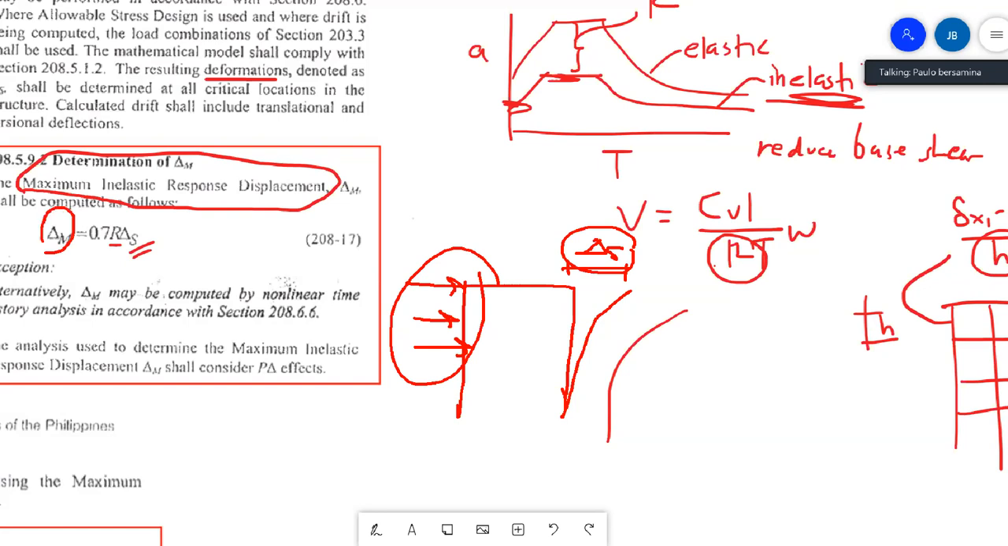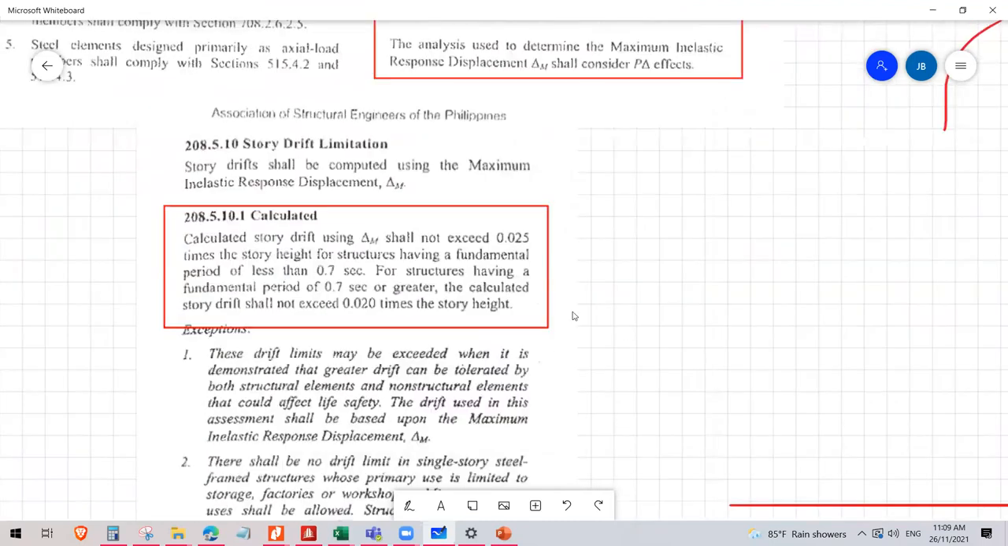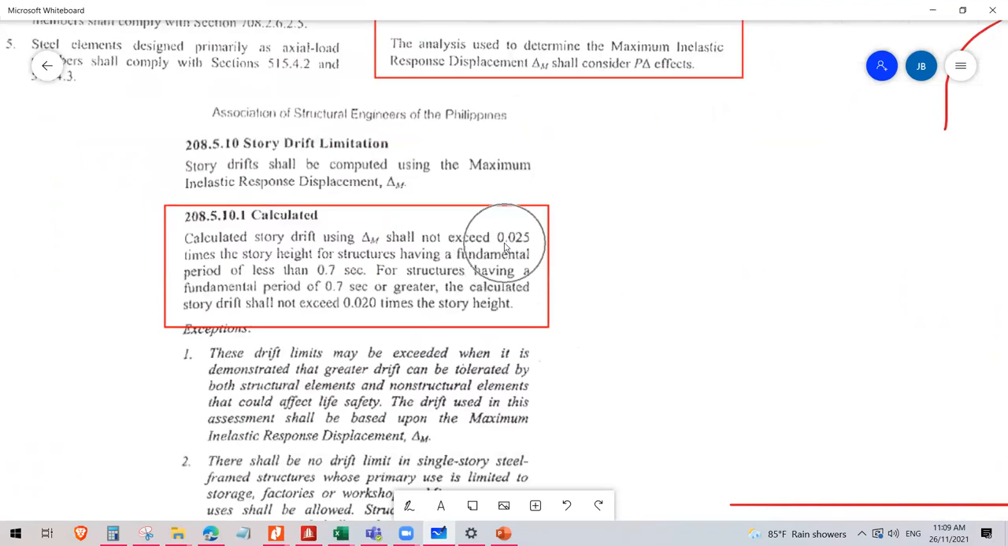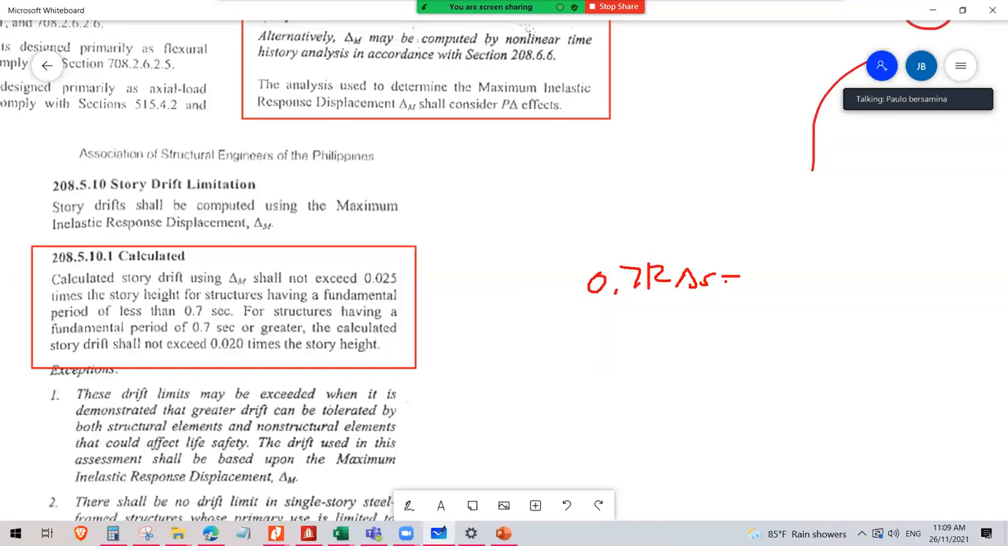Kaya nga, in computing the maximum, binalik ni code yung R. Kasi ni-less natin yung base shear due to R, so to get the maximum, i-multiply naman natin siya sa R. Okay? And ibabangga natin yon sa allowable, which is for less than 0.7, 0.025. Okay? So, kukumpyutin natin. 0.7 R delta S is equal to 0.025 H, dahil less than 0.7 tayo, kasi nga low rise lang yan.